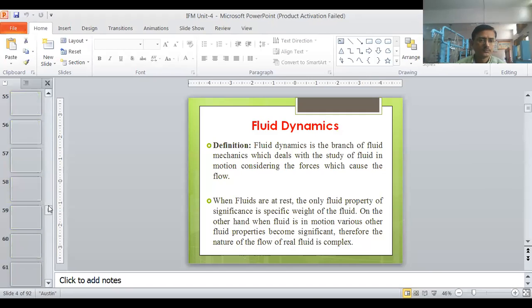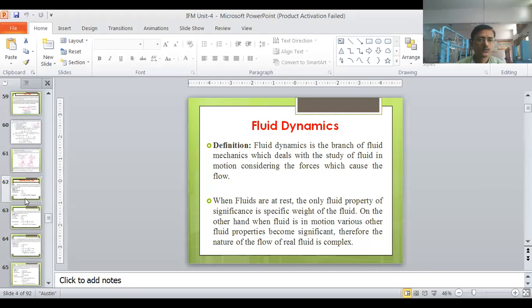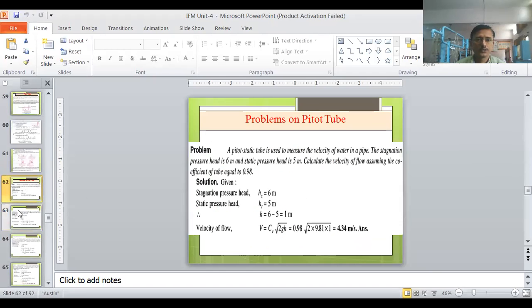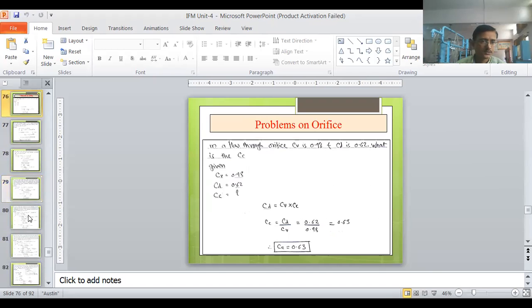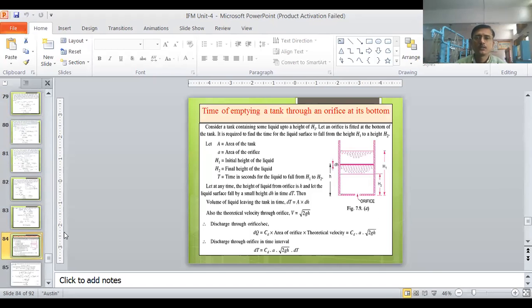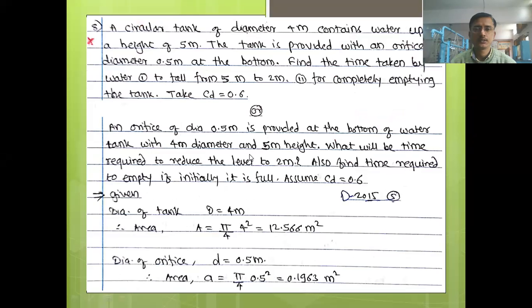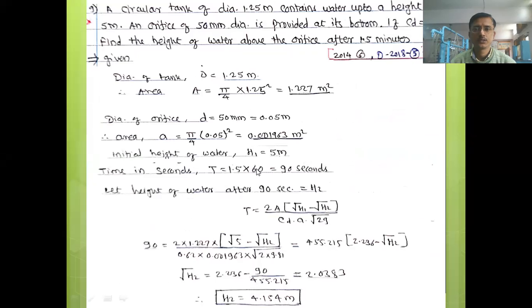In yesterday's lecture, we solved a problem based upon the orifice, and we saw a new point: the time of emptying a tank through an orifice at its bottom. We derived this equation and solved one problem based upon it. So let us solve one more problem from this.